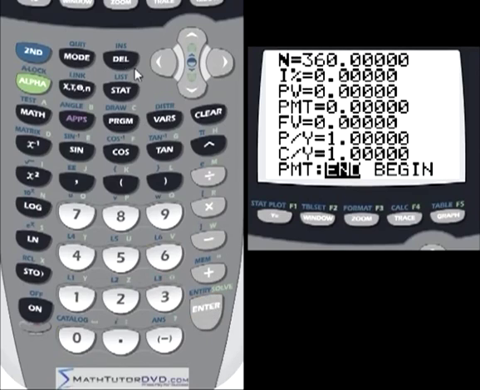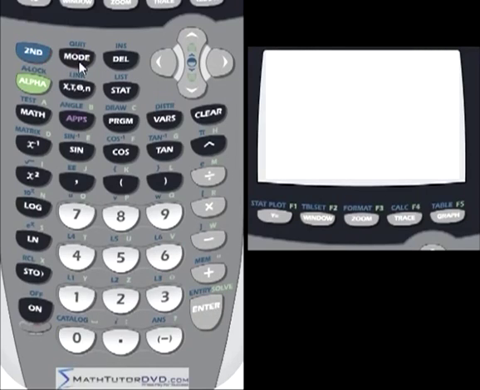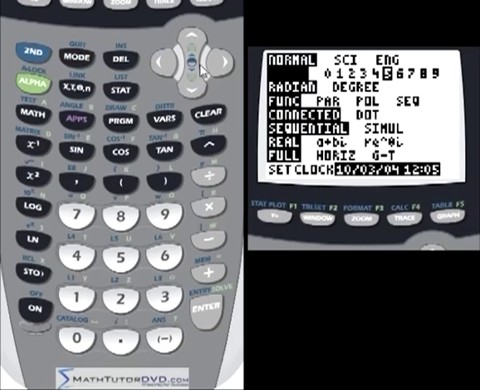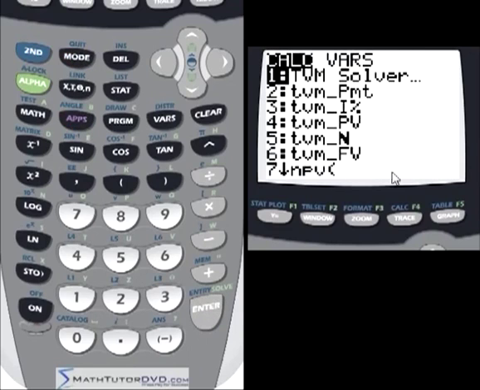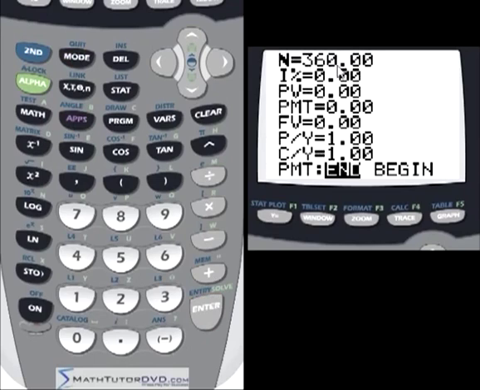And actually, I should have told you, I'll do this now. Before we jump in too far, let me go out of here and go to the mode menu. When you're dealing with money, it's a very good idea to set the float to 2 decimal places. That way, everything is going to look like nice dollar amounts coming out of there. So we'll go back to the apps menu, back to the finance menu, and notice that our 360 is still there, but everything has 2 decimal places.